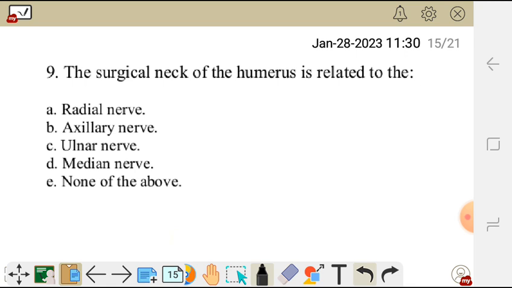The surgical neck of the humerus is related to: A, the radial nerve, B, the axillary nerve, C, the ulnar nerve, D, the median nerve, and E, none of the above. So for question 9, the correct answer is B. It is related to the axillary nerve.